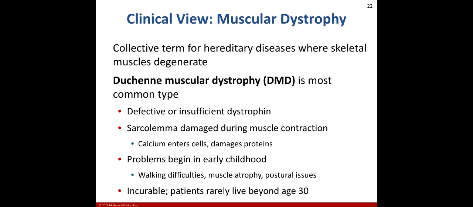When we don't have dystrophin as that accessory protein to help connect, we will actually damage the sarcolemma when the muscle contracts. Calcium will enter the cells and damage the proteins. So we get problems starting in early childhood with walking, muscle atrophy, and poor posture. Duchenne's muscular dystrophy is currently incurable, and patients rarely live beyond the age of 30.